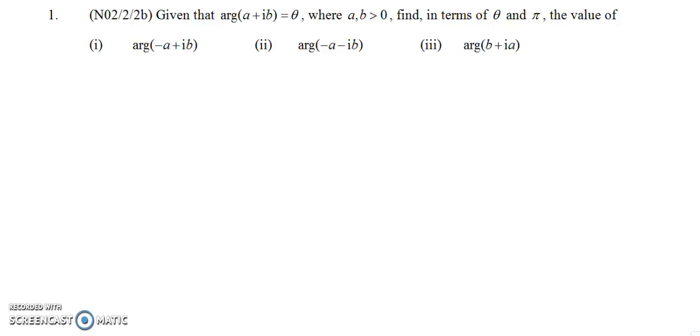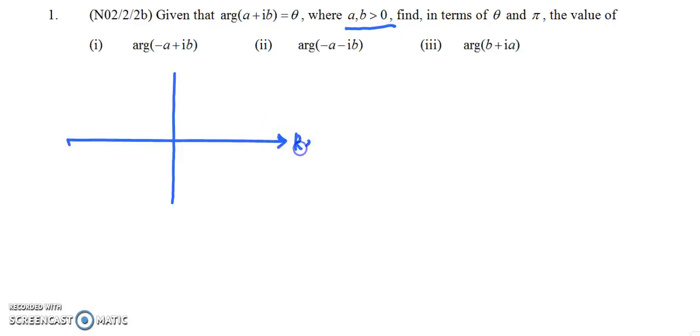Okay, we are now looking at question 1 of complex numbers tutorial 9b. First question, we are given argument of a plus ib equals theta, where a and b are greater than 0. Based on this information, it is clear to us that our complex number a plus ib lies in the first quadrant. So at this moment, what you can do for yourself is identify where this complex number is.